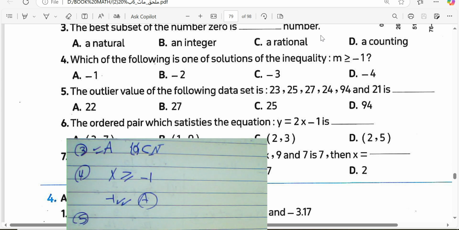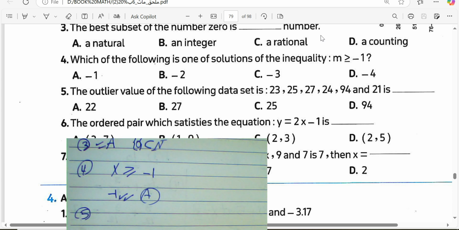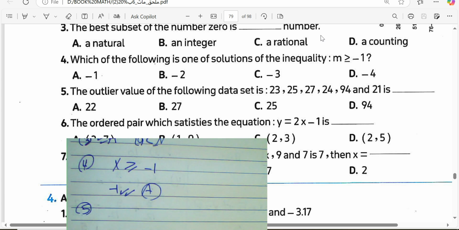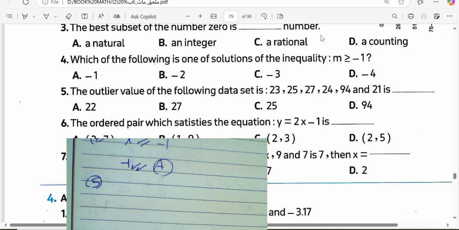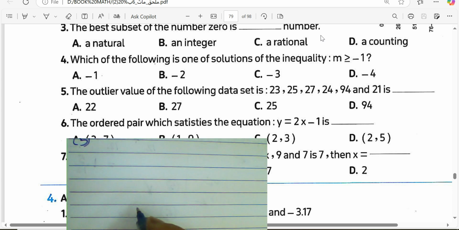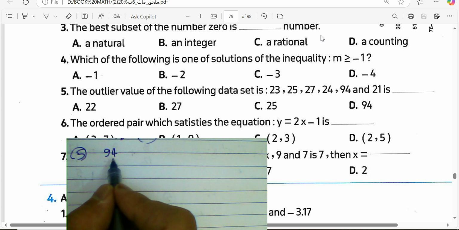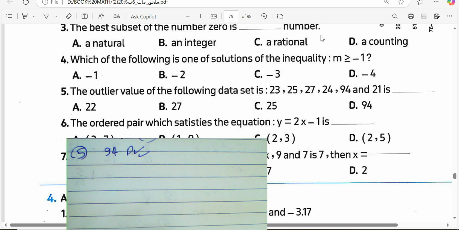Question number 5. The outlier value of the following data. Outlier here will be 94 because we have a long distance between 94 and all the other numbers. Then the result will be 94. It's the outlier. Choose letter D for question 5.